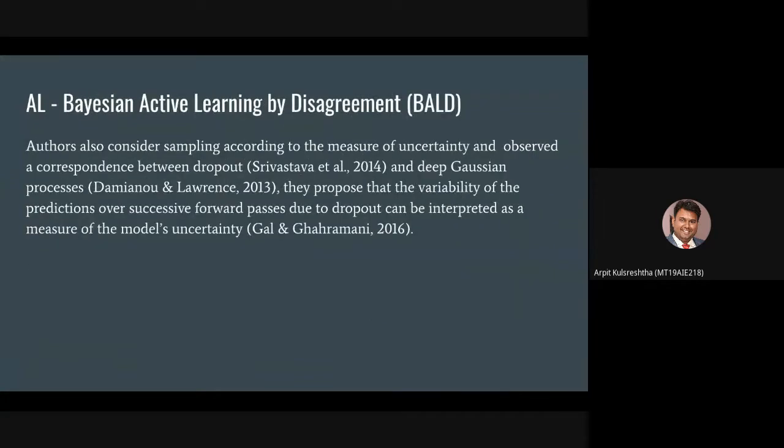A further approach to active learning is Bayesian active learning by disagreement. This is the short form, but here the authors considered sampling according to measures of uncertainty, considering the connection between dropout and deep Gaussian processes. These papers were presented earlier, and they proposed that the variability of predictions over successive forward passes due to dropout can be interpreted as a measure of model uncertainty. This way, we can also improve the approach of active learning, and after it we can select the samples and give them to the DNN architecture.